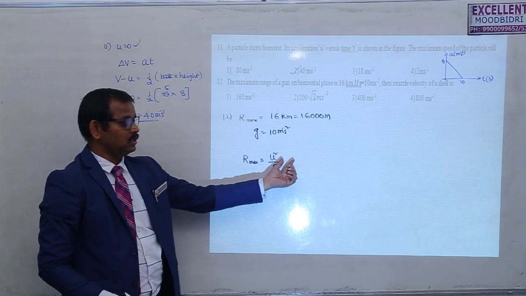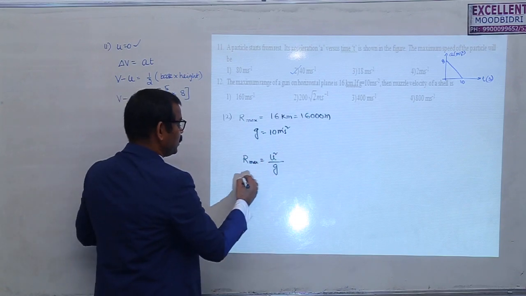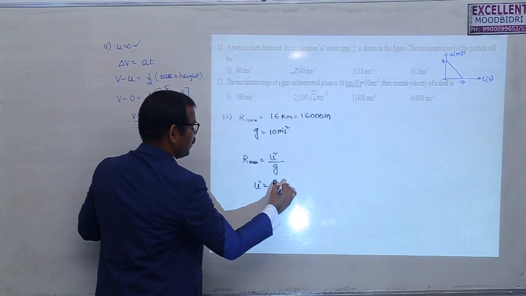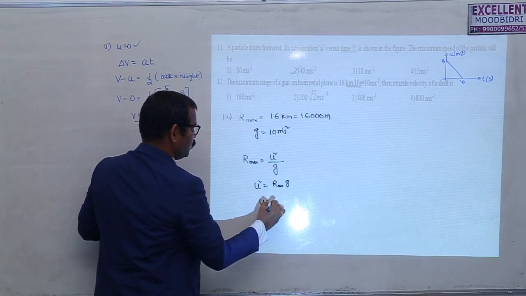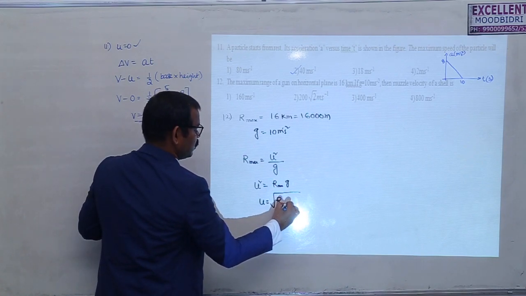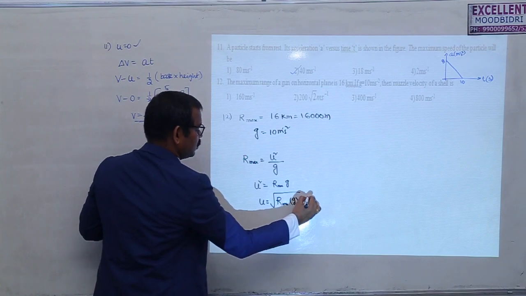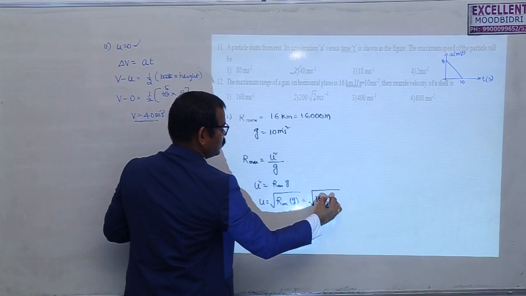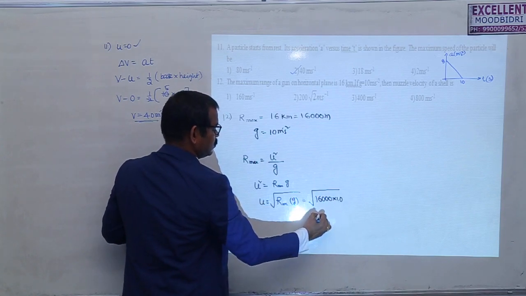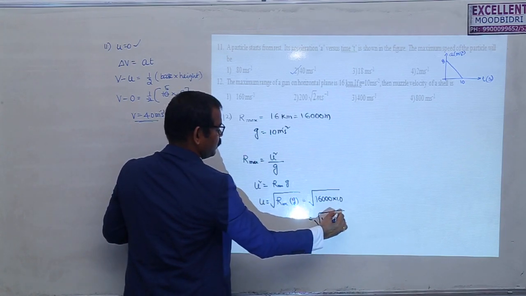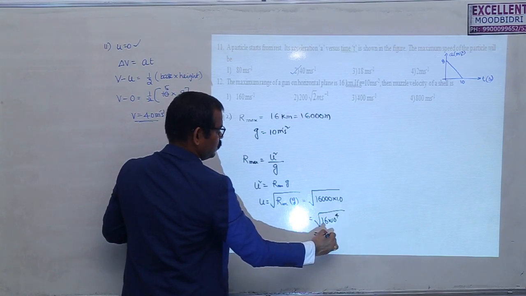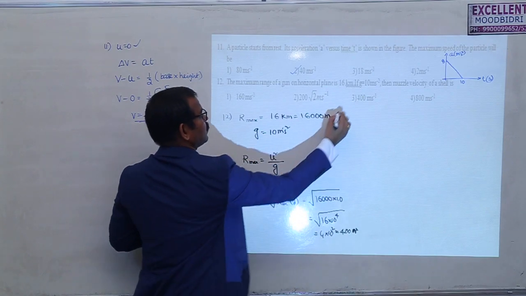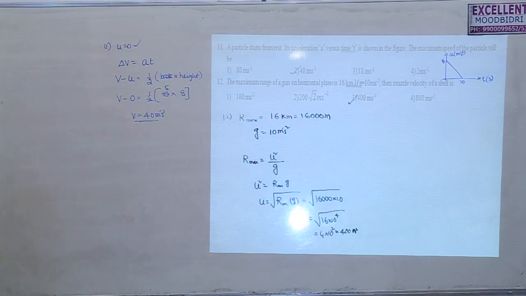For maximum range, theta will be 45, so sine 2 theta will be sine 90, that is 1. Now from this, we can write u square is equal to R max into g, or u is equal to root over R max into g, which is root over 16,000 into 10. So this is 16 into 10 power 4, so this is 4 into 10 square, 400 meter per second. So option 3 is correct.